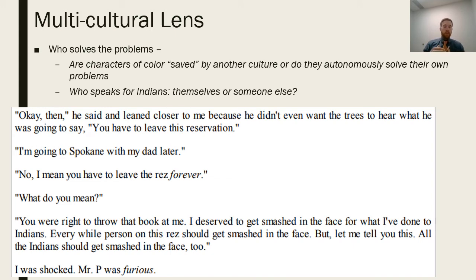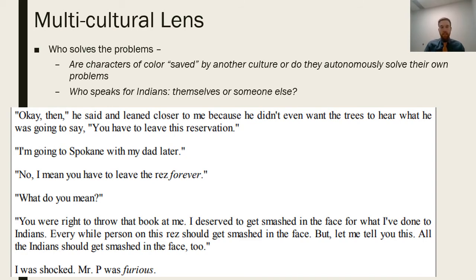So we see Arnold is having this problem, right? Arnold's struggling to see that he's in this failure culture, that there's really no way out. He's not sure what to do. Instead of Arnold having the autonomy to figure that out on his own, Mr. P, our white teacher, comes in and kind of saves him in this situation. He gives him the advice. So we're losing a little bit of that autonomy there.